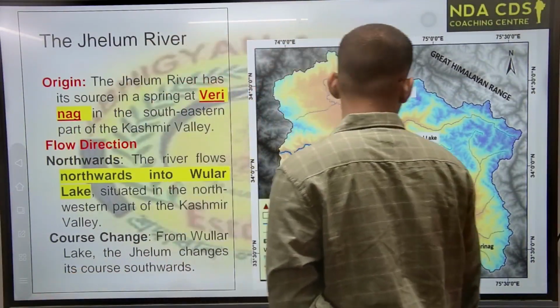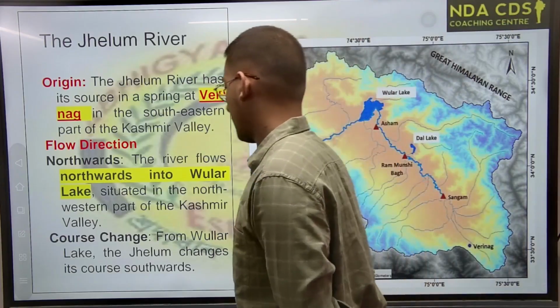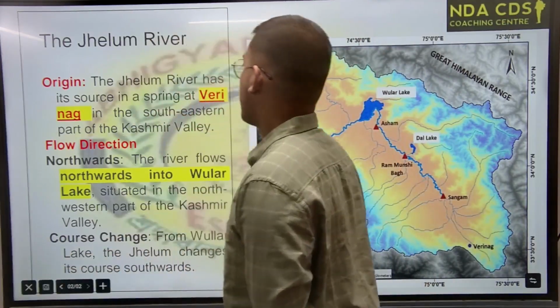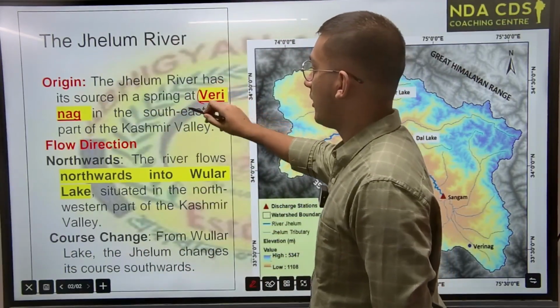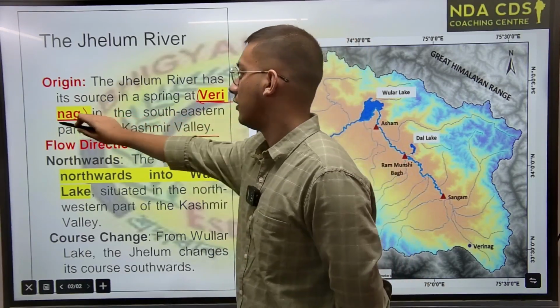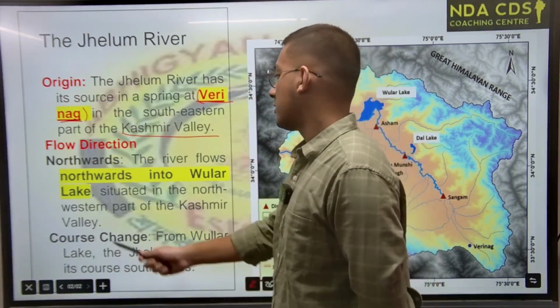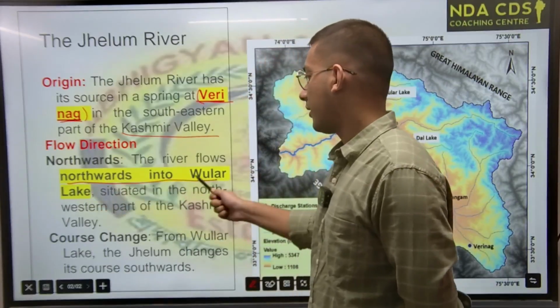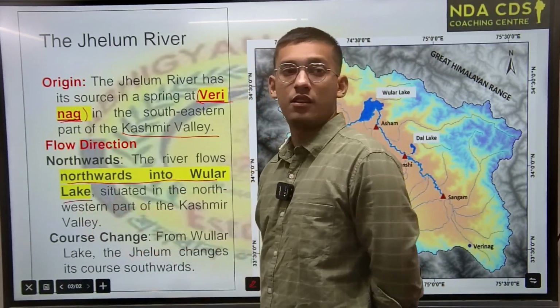Now coming to Jhelum. Jhelum starts at Verinag in Kashmir Valley. At Verinag, it flows northwards into the Wular Lake, right?